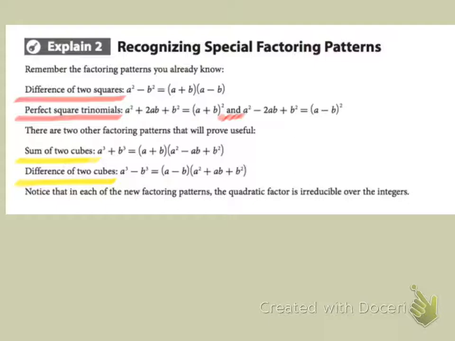And then for the signs, there are two different patterns depending on whether this is a sum of cubes or a difference of cubes. If it's a sum of cubes, it starts with a plus and then alternates. So it's plus, minus, plus.